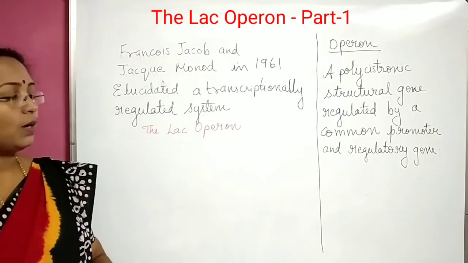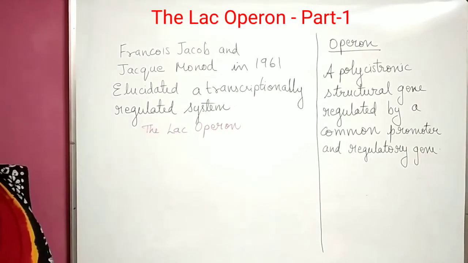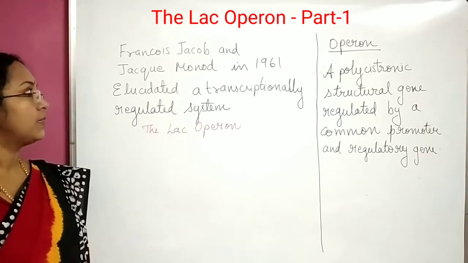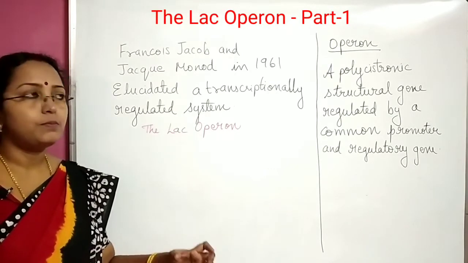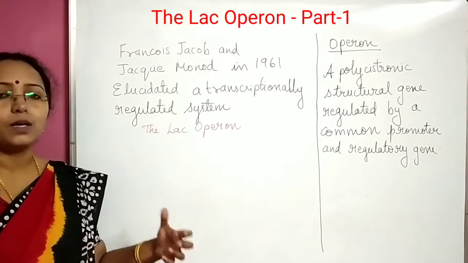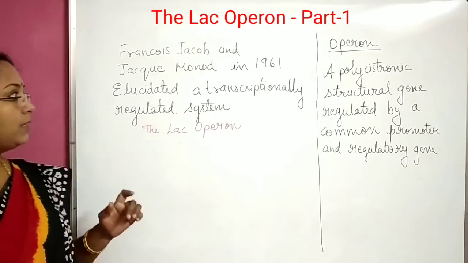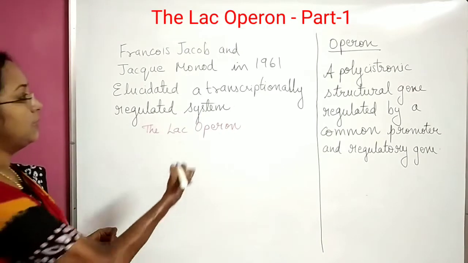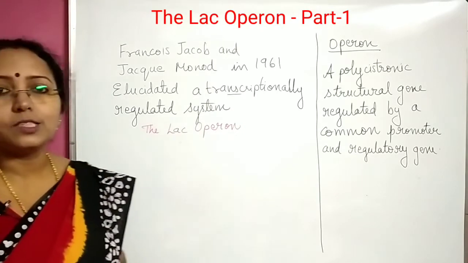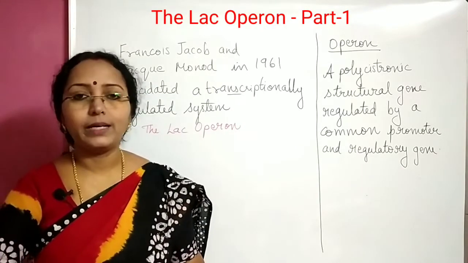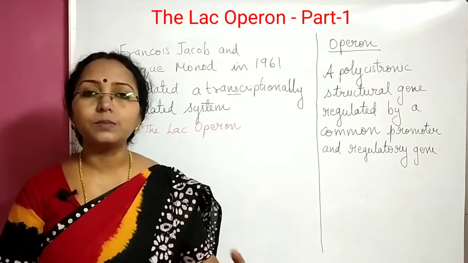In E. coli, how this is getting regulated was actually found out by 2 scientists, Francois Jacob and Jacques Monod. So Jacob and Monod, they were the scientists who first found out how gene expression is getting regulated. And they found out a regulation system that is transcriptionally regulated.